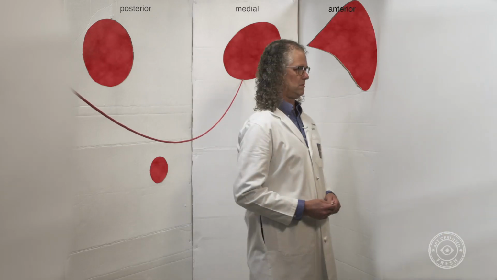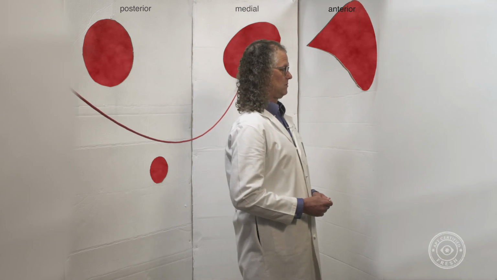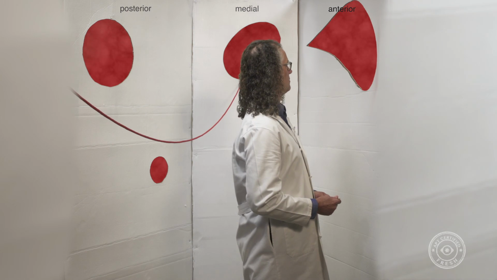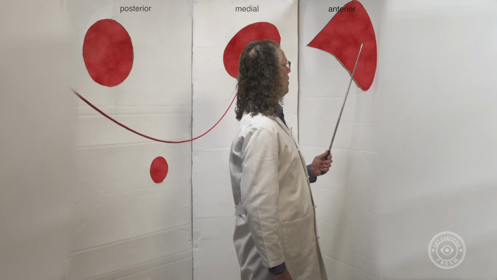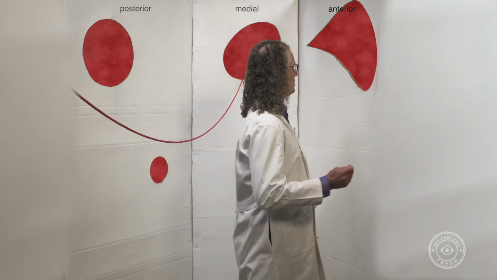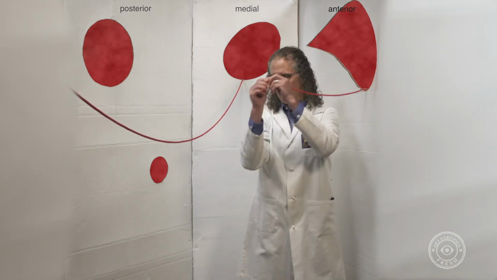Now, turn 90 degrees, face the anterior wall. Now, look up. That is the inferior orbital fissure up near the roof. Nice fissure. That is where the inferior orbital artery goes to the orbit.